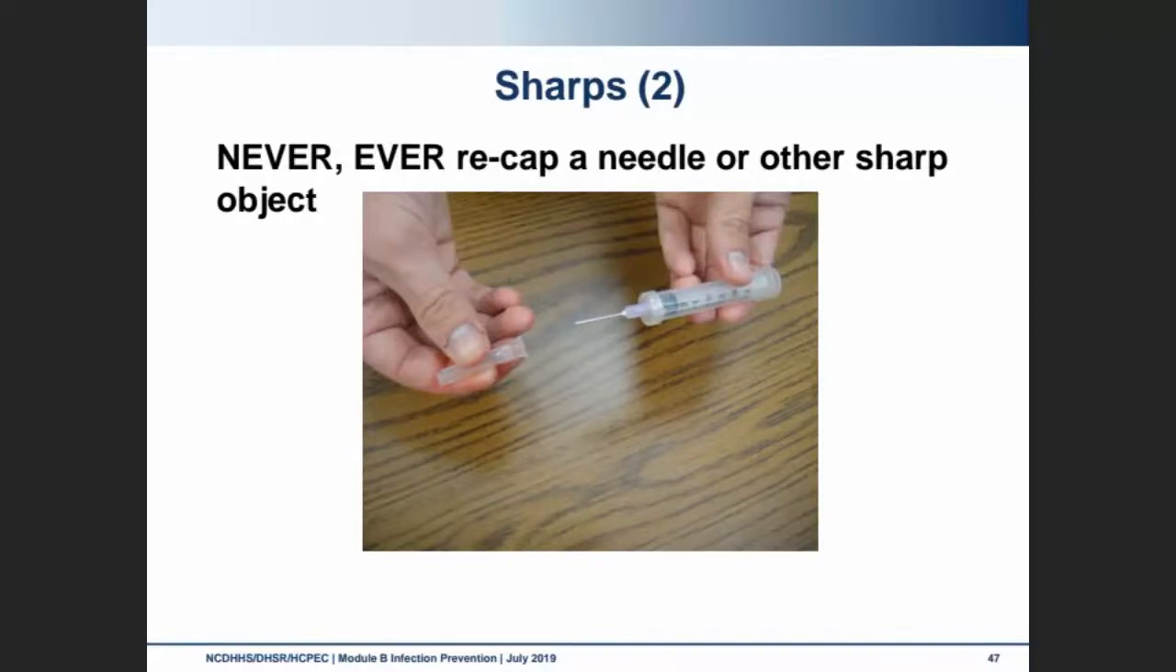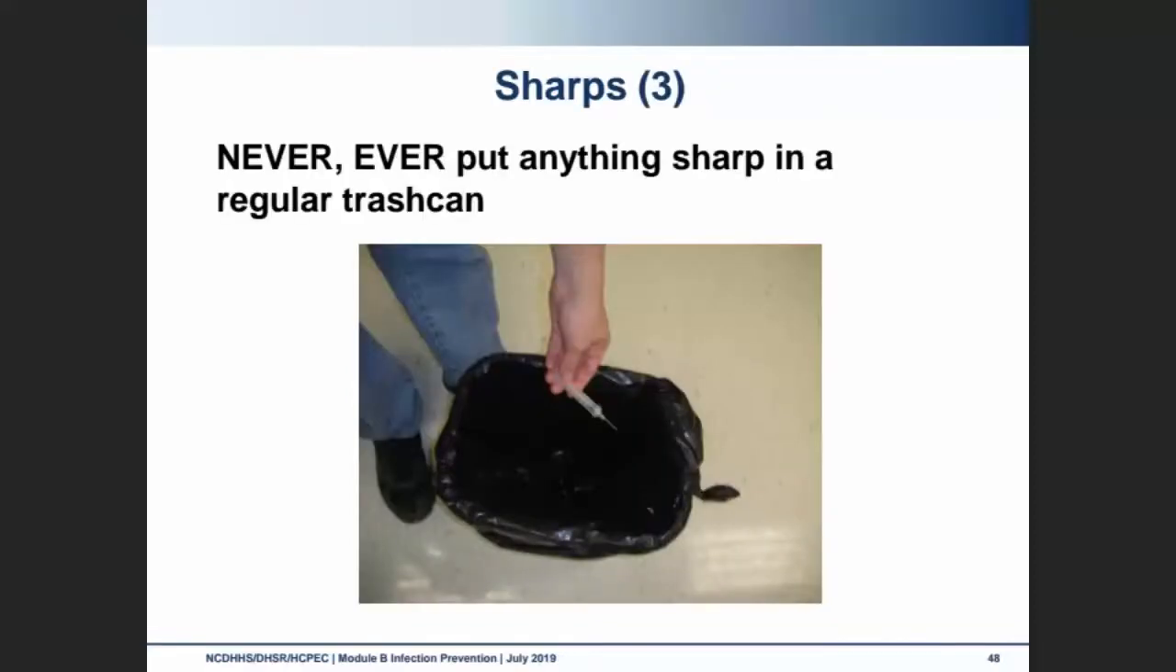If you were working in the hospital or long-term care facility and you happen to see a needle and a cap lying aside, I hope you never do, but we never want to recap a sharp. There's too much risk of sticking ourselves when we're doing this. You never want to put a sharp, any kind of sharp, into a regular trash can. This is obviously a very high risk of someone getting stuck.